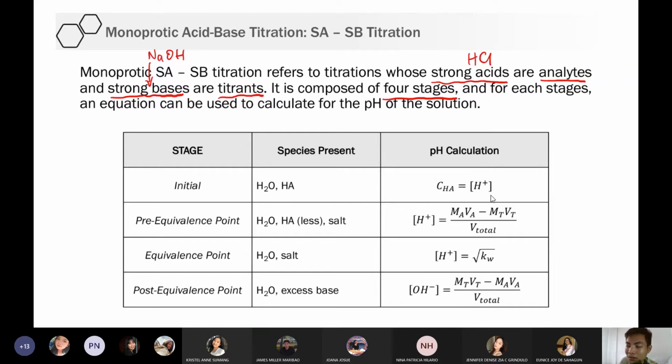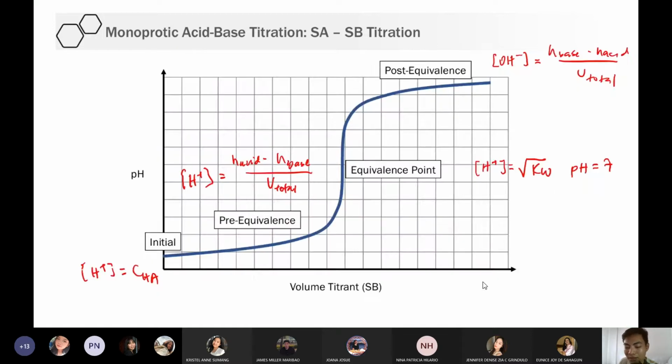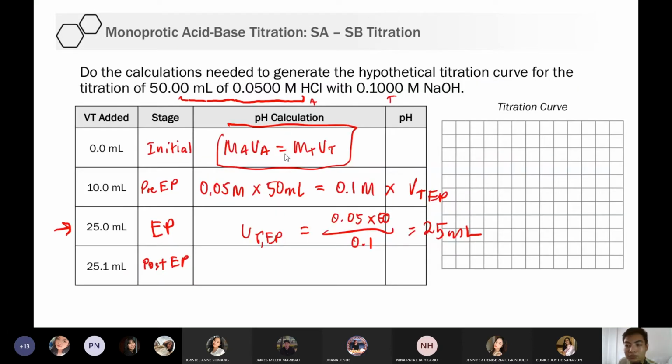At initial stage, ito yung equation ko. At pre-equivalence, ito gagamitin ko. At equivalence, ito. At post, ito. Okay? So, ganun. Don't worry, assigned yung volume. Bibigay ko na yan. Ang gagawin nyo na lang is solve yung pH. Sabihin nyo kapag may hindi clear.